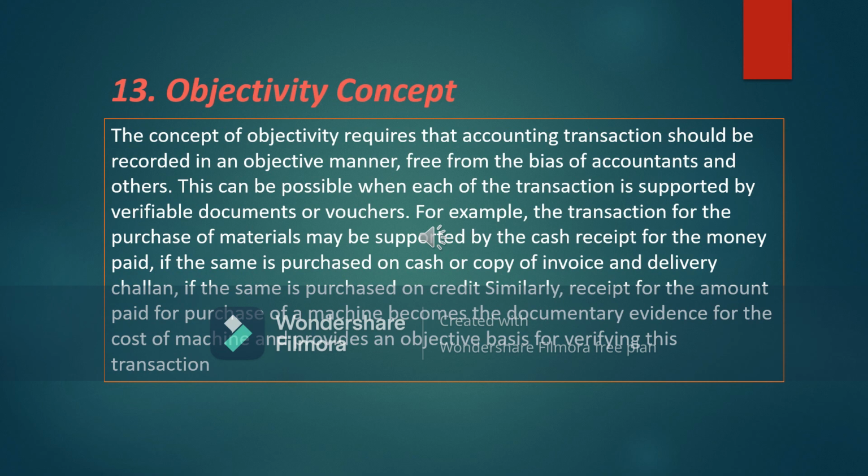For example, the transaction for the purchase of material may be supported by a cash receipt for the money paid, if the material is purchased on cash, right? Or the invoice copy and the delivery challan if it is purchased on credit. In case we have purchased on credit, then we should have the invoice copy or any related document. Similarly, the receipt for the amount paid for the purchase of a machinery becomes documentary evidence for the cost of the machine and provides an objective basis for verifying these transactions. So this concept says we should always have proper documentation on the basis of which we do our recording, so that nothing is biased and everyone can easily trust that information.